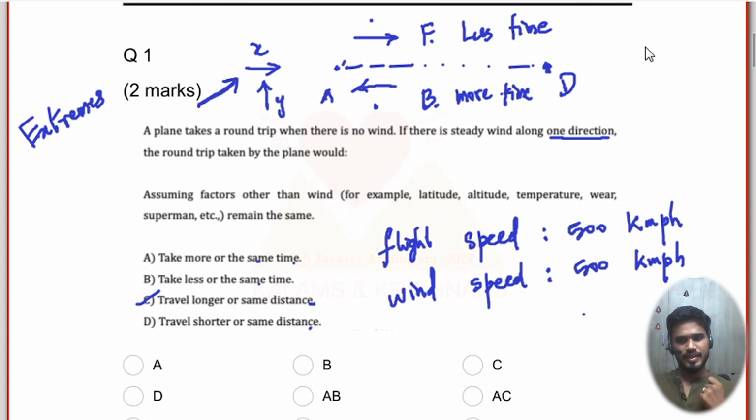Can it move? The plane has a speed of 500 in this direction. Wind has a speed of 500 in this direction. So with respect to ground, the velocity of the plane is 0. Plane's velocity minus the wind velocity. So the plane actually cannot even move, right? If you push it higher, wind speed is 600 kilometers per hour. The plane would be moving in the other direction.